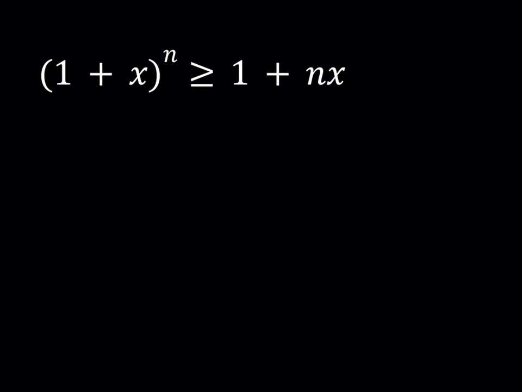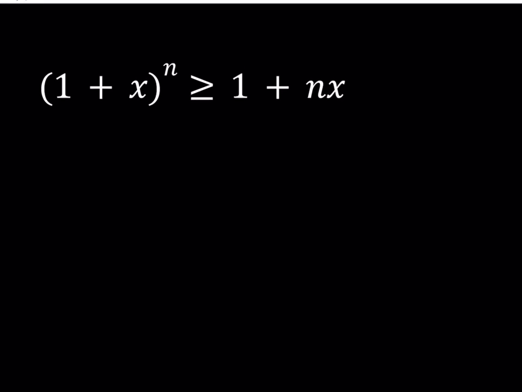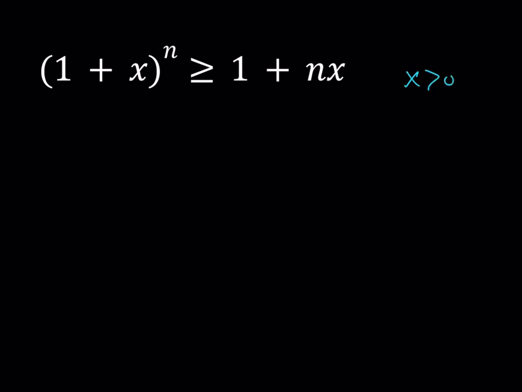Hello everyone, in this video we'll be proving an inequality, a topic we haven't done before. So let's get started. We have (1 + x)^n is greater than or equal to 1 + nx. Here x is greater than 0 and n is a positive integer.